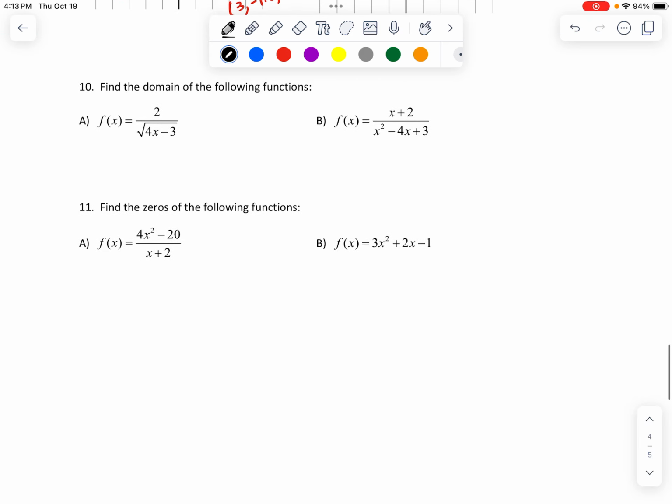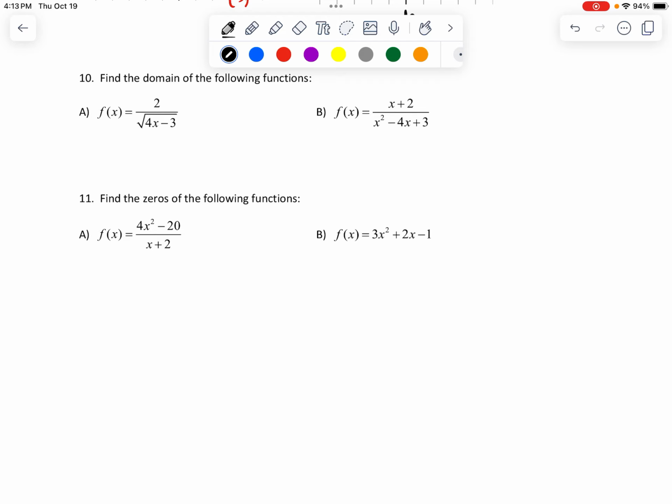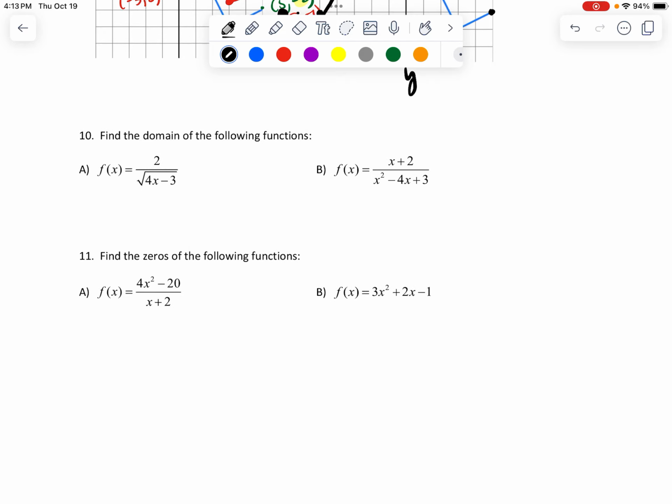Okay, finding the domain. Remember domains: no denominators, square roots have to be positive. So what have I got myself here? I've got a denominator and a square root. So look, square roots have to be positive, but because it's a denominator, it can't equal 0, so I can't put that equal sign in, okay?